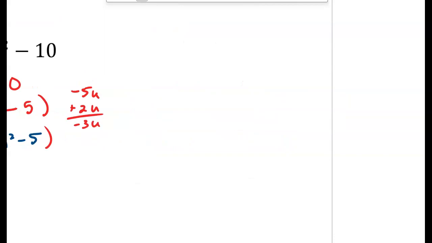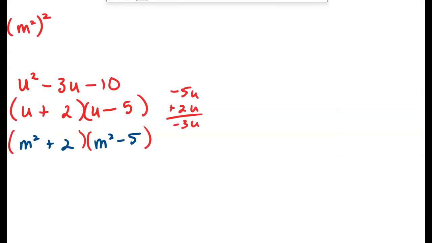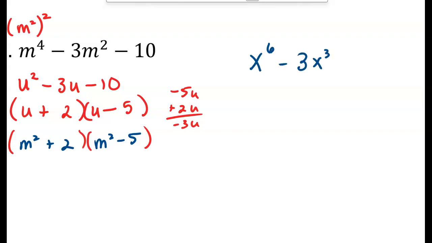Let me give you a side example of this. Something like this. How about x to the 6th minus 3x cubed minus 10? You can either use u substitution for this, or you don't have to. What do we know about any even numbered exponent? It's a perfect square. What's the square root of x to the 6th? X cubed. Do you see where that's going?